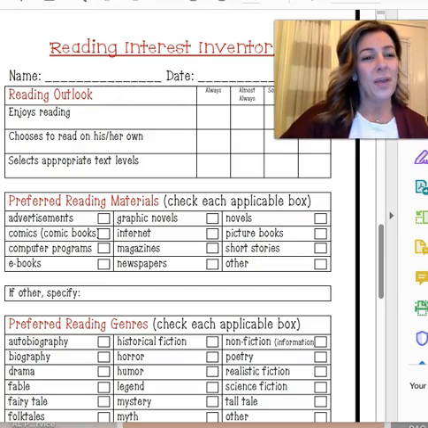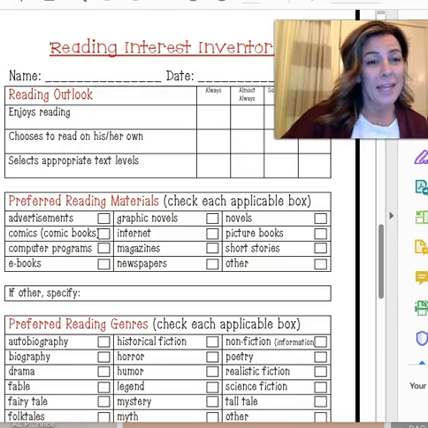If you find out you have a class full of students who love animals, this would be an opportunity for you to perhaps have your first read aloud about a particular animal and really capture their interest from the beginning.